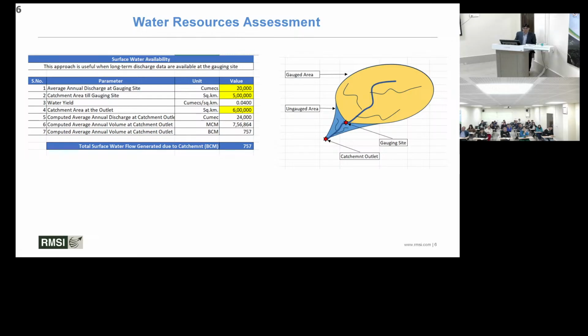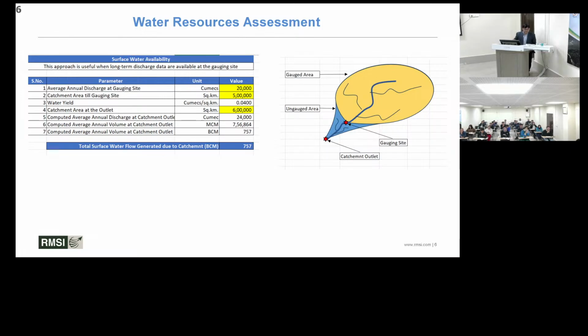Now, because your site is up to that particular location, you want to estimate the water availability downstream at the outlet of the catchment, so you should also consider this area in the picture. Your catchment area at the outlet is 6 lakh square kilometer: 5 lakh is your gauged catchment, and 1 lakh is your ungauged catchment. The total catchment area is 6 lakh square kilometer.